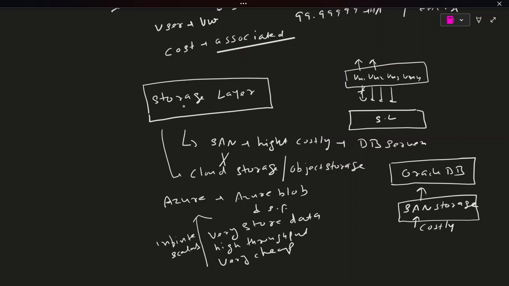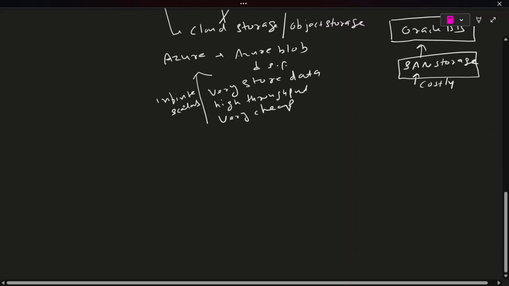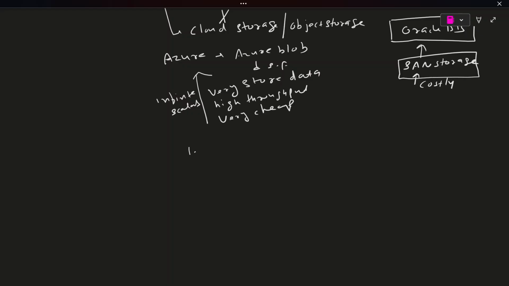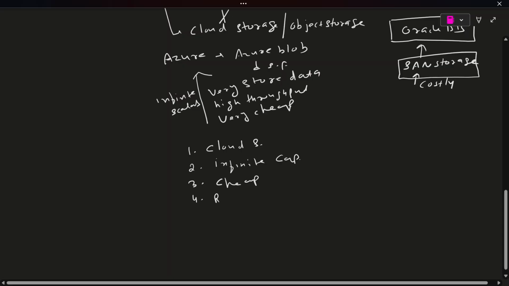Got it. So what we came to know? First, they use cloud storage. Second, the benefit is infinite capacity. Third, cheap. Fourth one, resiliency.